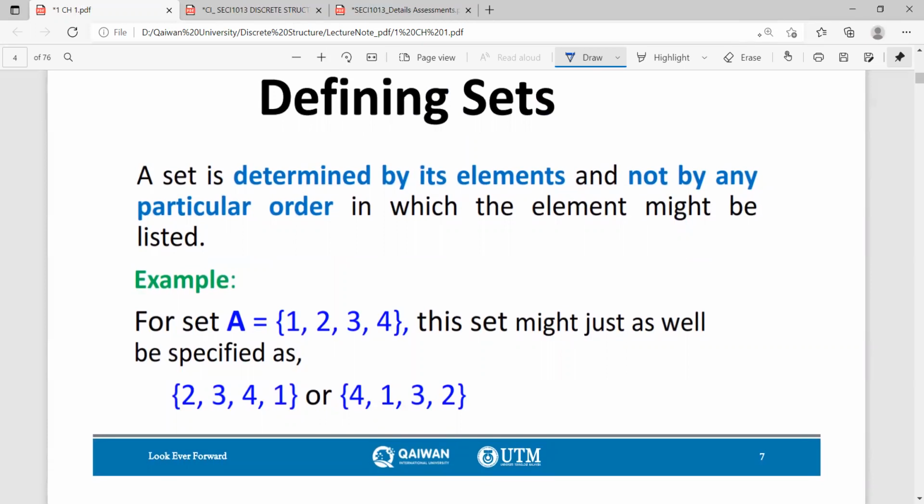Here we say, if we have repeated elements in a set, or sorry, in ordering. Here, this example is about ordering the elements. Ordering the elements is not important. For example, this is set A. A is 1, 2, 3, and 4. It could be expressed as 2, 3, 4, 1, or 4, 1, 3, and 2. These all are equal. Okay, ordering the elements is not important.